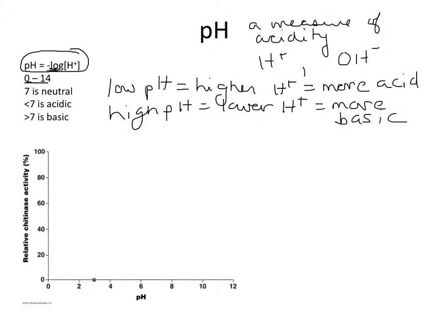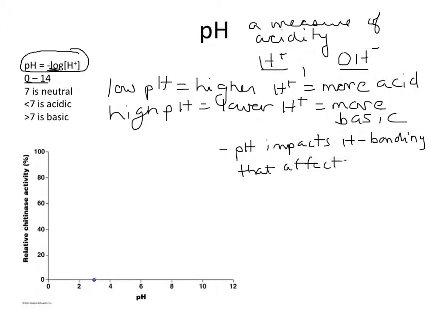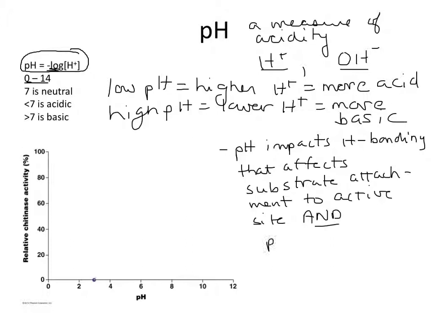Okay, so these protons and these hydroxide anions are charged, and because they're charged, they're going to be attracted to other chemical species that are positive or negative, or partially positive or partially negative. Therefore, the amount of H plus and OH minus in an environment will impact the hydrogen bonding that can occur. Okay, so pH impacts H bonding. Okay, and it's going to impact the hydrogen bonding that affects substrate attachment to active site and protein folding.